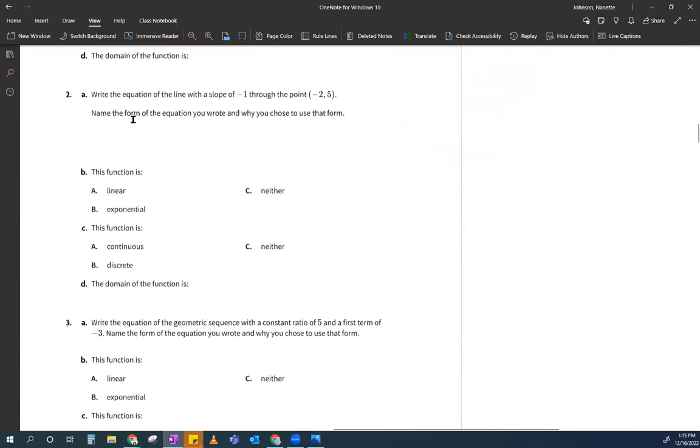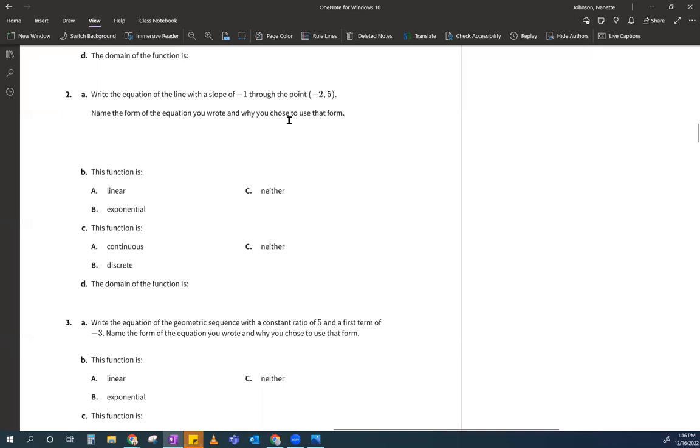It says, write the equation of the line with a slope of -1 through the point (-2, 5). Name the form of the equation that you wrote and why you chose to use that form. And then we're going to answer all of these questions. Okay, sounds good.